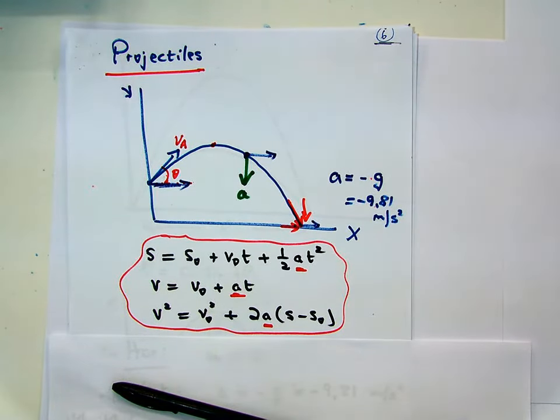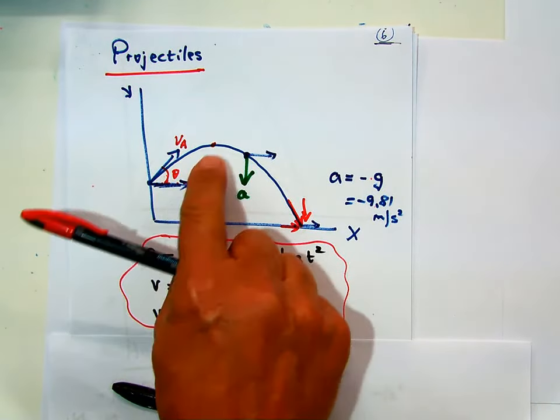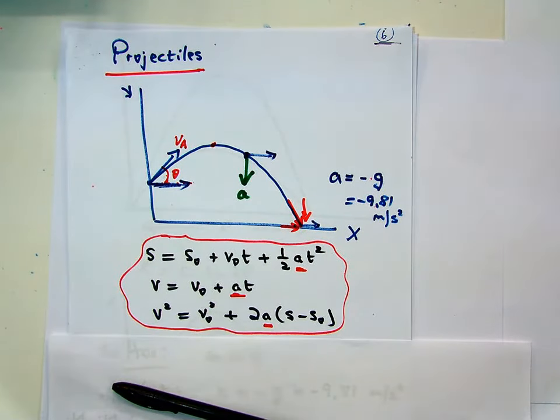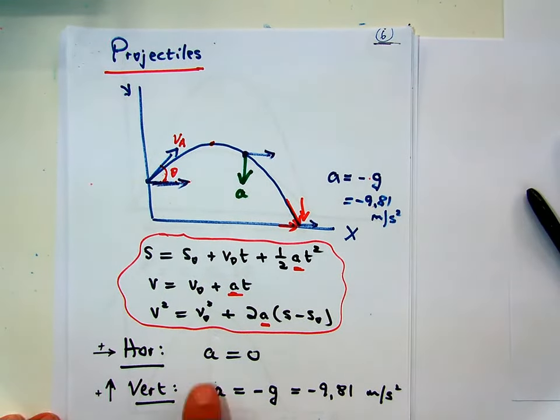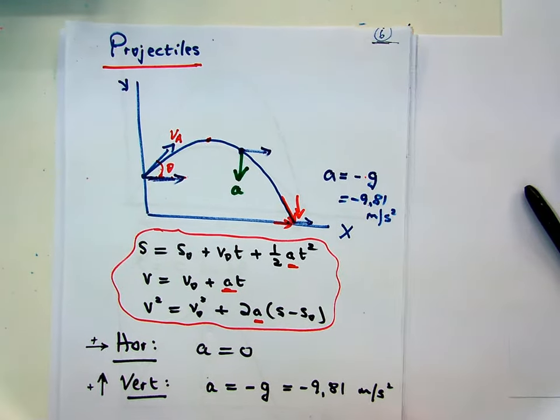Right at the top, the vertical velocity is 0. But the horizontal velocity is still VA cos theta. It's not the total velocity that's 0 at the top. It's only the vertical velocity. So in the horizontal direction, you have a 0 acceleration, and in the vertical direction, you have that.